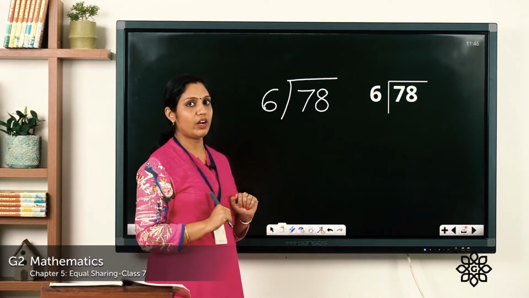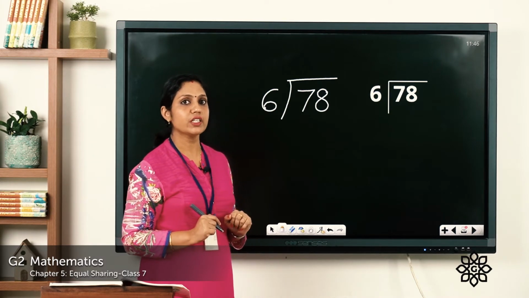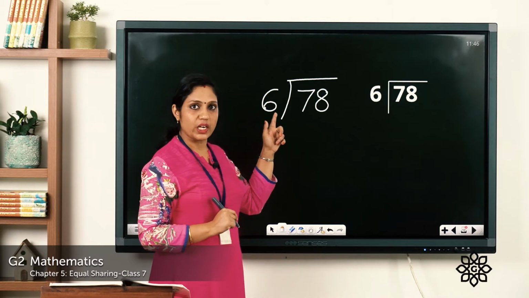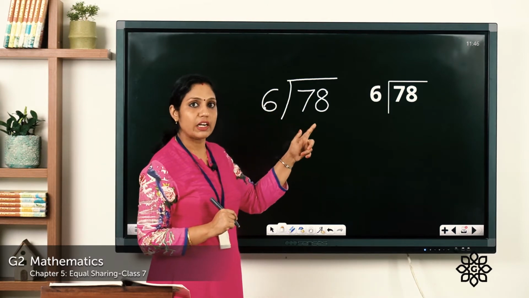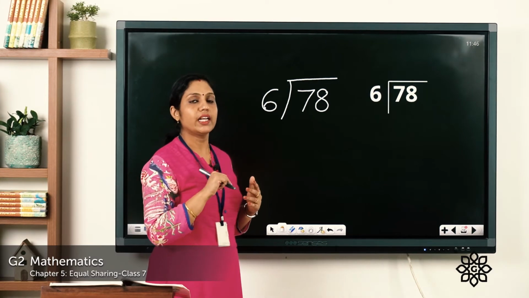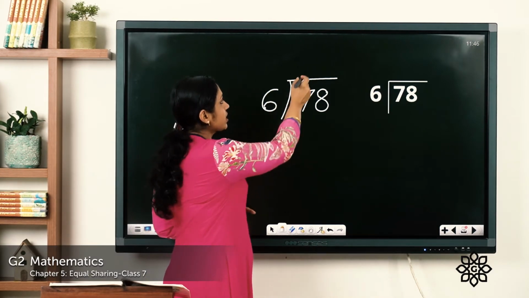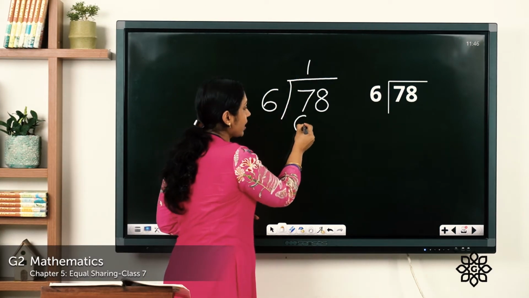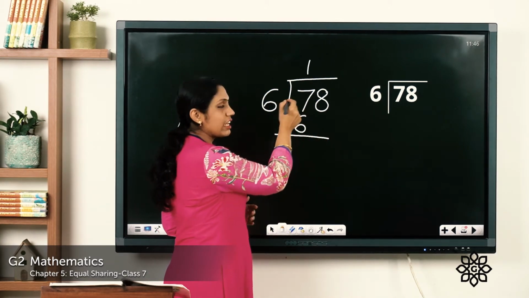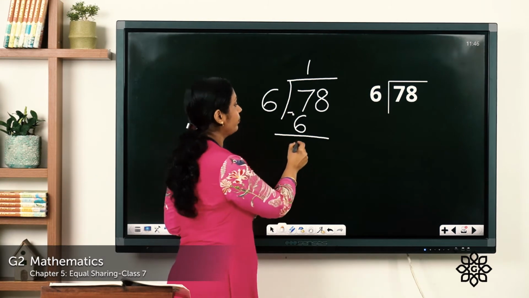We'll take one number at a time. So which number do we have to take first? We have to take the number 7. So 6 ones are 6, 6 twos are 12, and 12 is greater than 7. So what do we have to do? We need to take the number less than 7. So 6 ones are 6 and the next step is to subtract. So 7 minus 6 is 1.